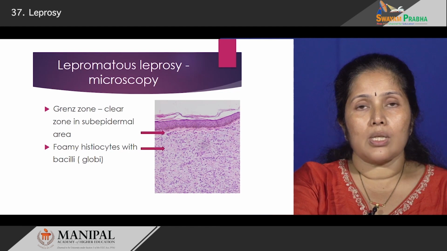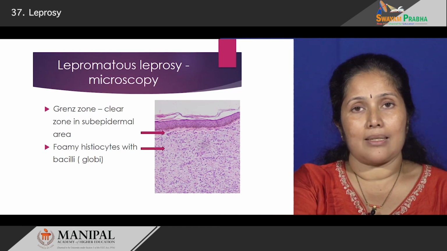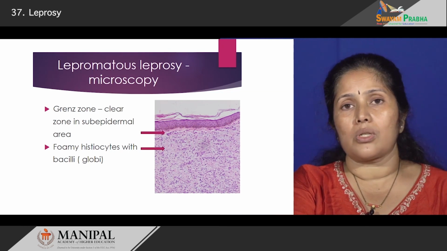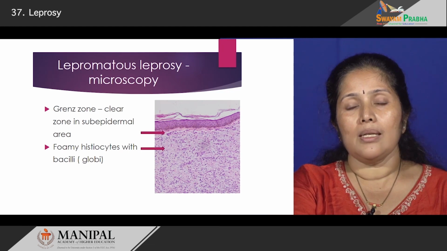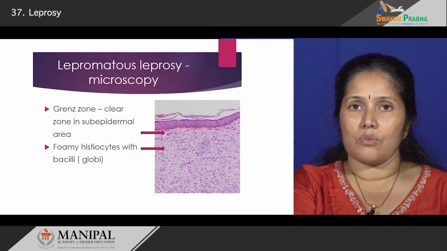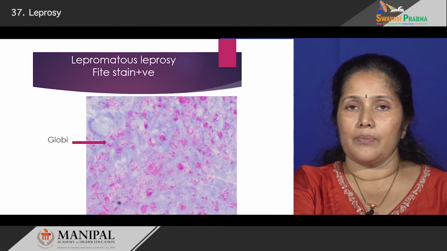You see a huge collection of foamy macrophages, and it is here that you have the bacilli proliferating in huge numbers. So, the entire dermis is filled with foamy macrophages, which is where the bacilli, or the Mycobacterium leprae, proliferate.